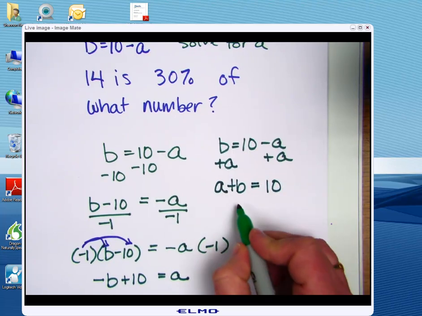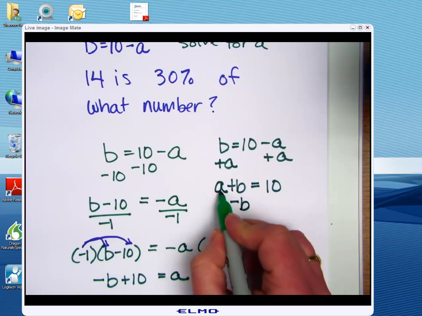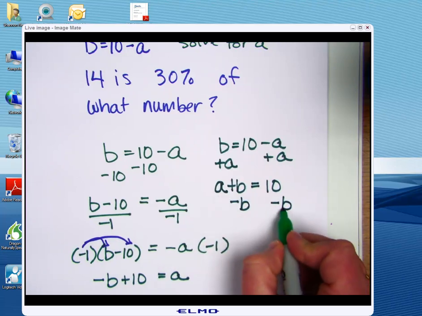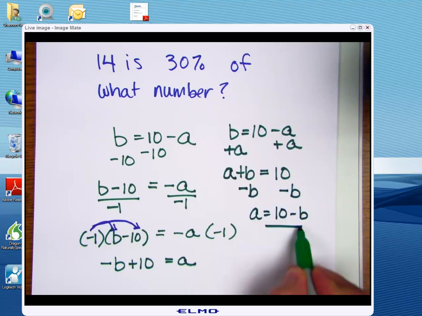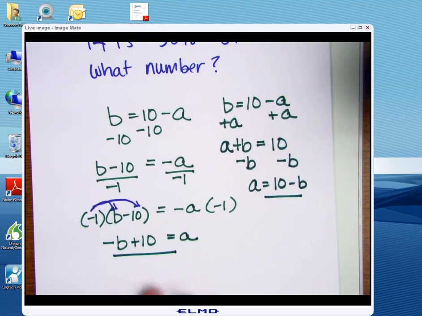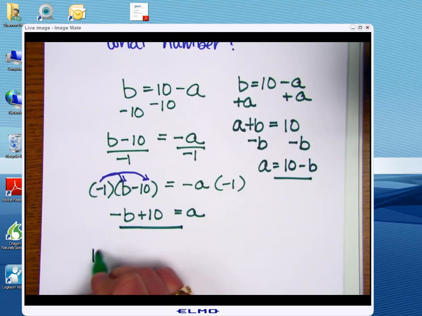For your next step you want to subtract the b because your goal is to isolate a. So then I end up with a equals 10 minus b. Notice that these are the same answers. I did write them in a different order, but negative b plus 10 equals a. So that's the first one.